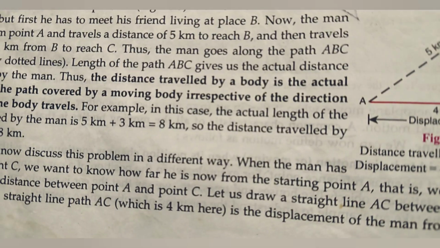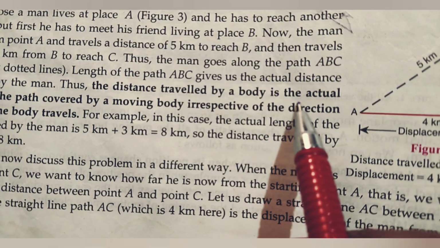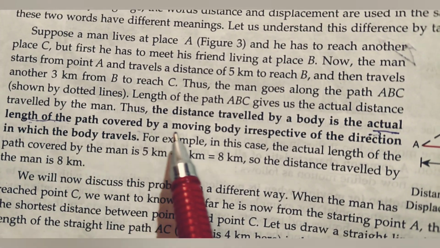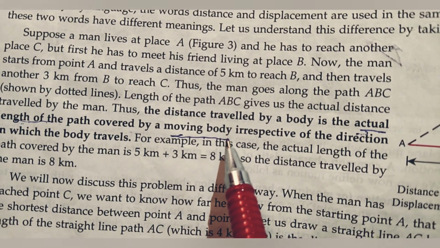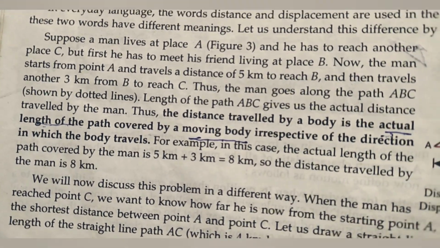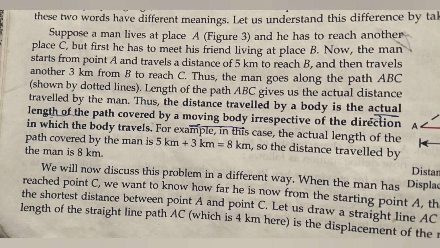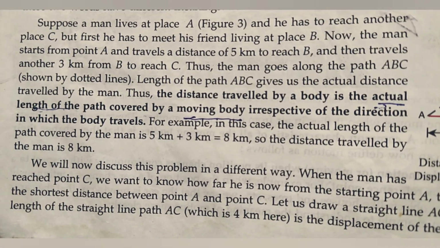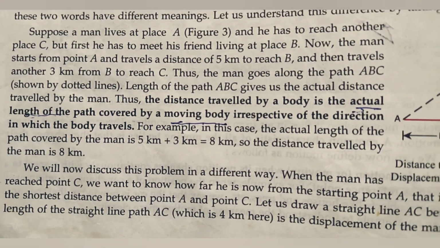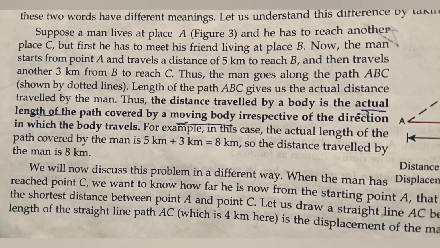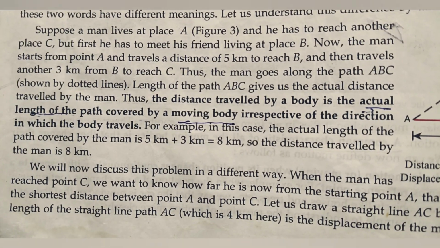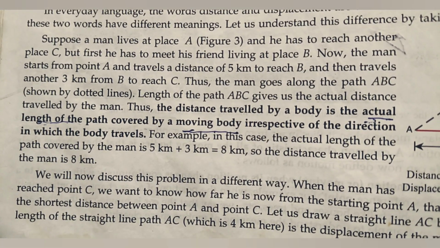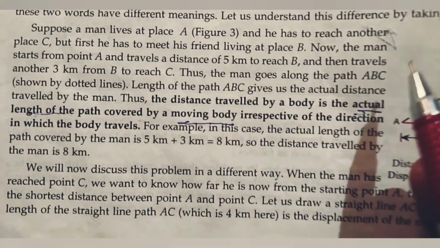Distance is what? The distance traveled by a body is the actual length of the path covered by a moving body. I'm saying the distance traveled by a body is what? The actual length of the path covered by a moving body. That means if a body is in motion, the total actual path length covered by the moving body, irrespective of direction in which the body travels.